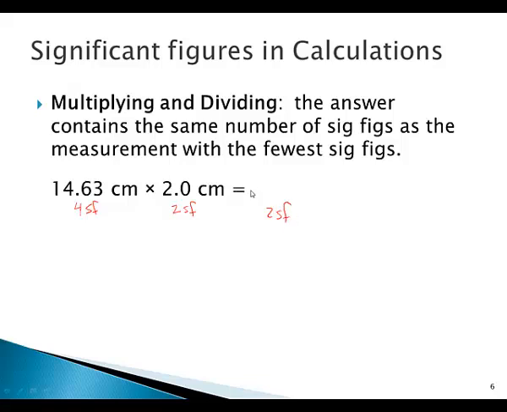Now when you put this in your calculator, the display will be 29.26, and that'll be centimeters squared. And so we have to just keep the first 2 digits, and your final answer will be 29 centimeters squared. Now we haven't talked about rounding, so let's take a break and let's look at rounding.